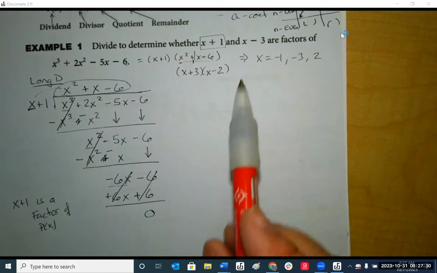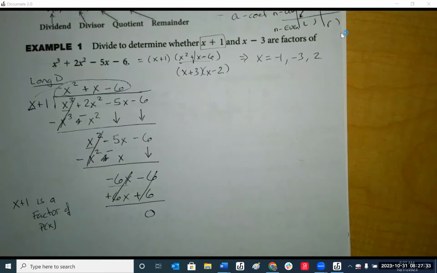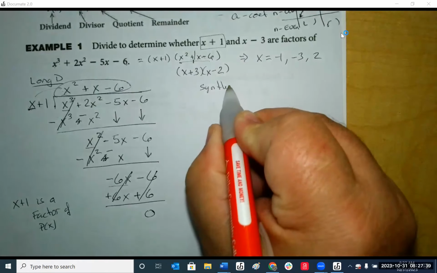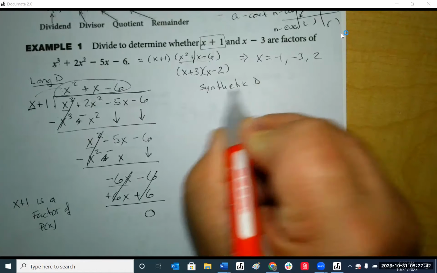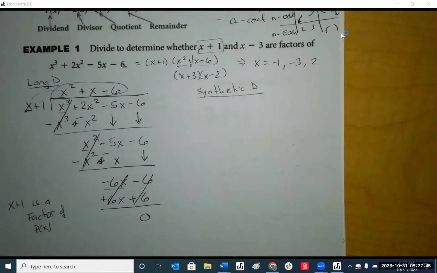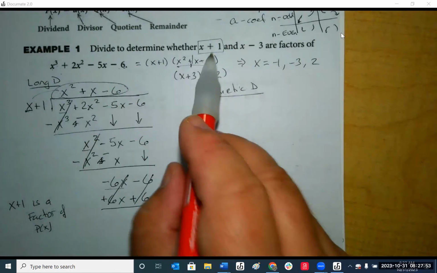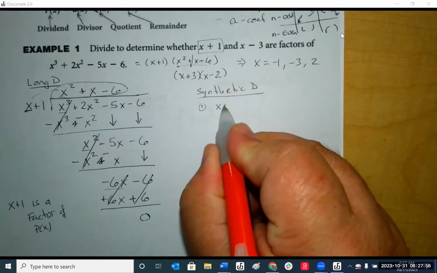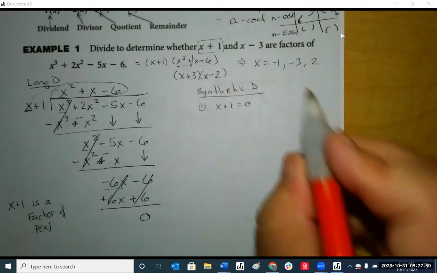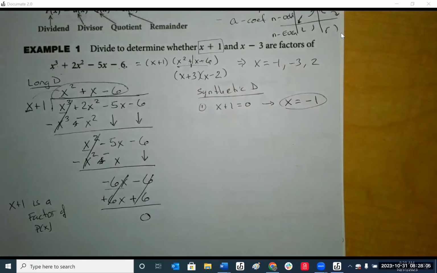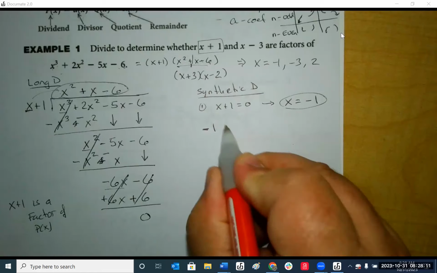And then we'll come back in a second and graph this, and I'll show you where the multiplicity comes in. So let's do this one with synthetic division, with the x plus one. So we're going to divide this polynomial by x plus one. So first step is take x plus one, set it equal to zero, and tell me what x equals. X equals negative one. So that goes out here.